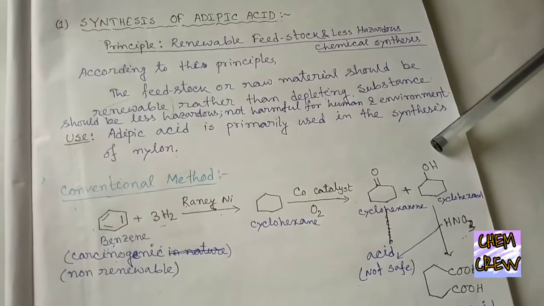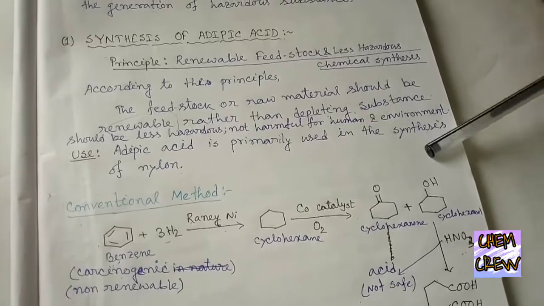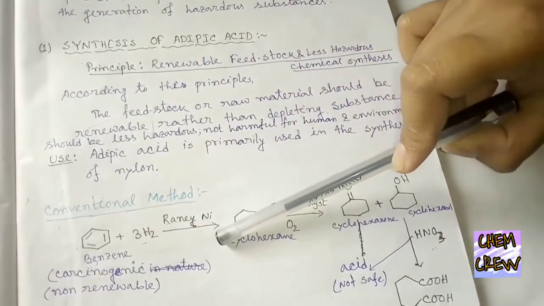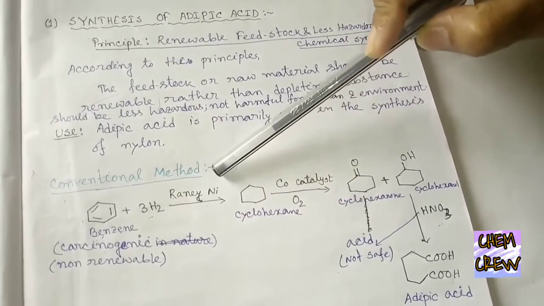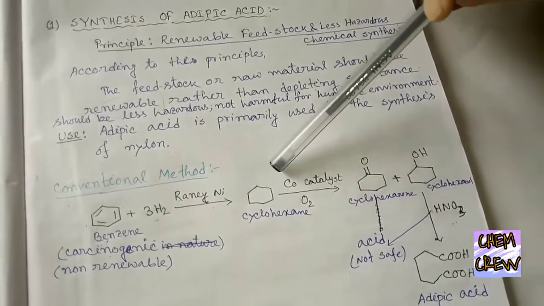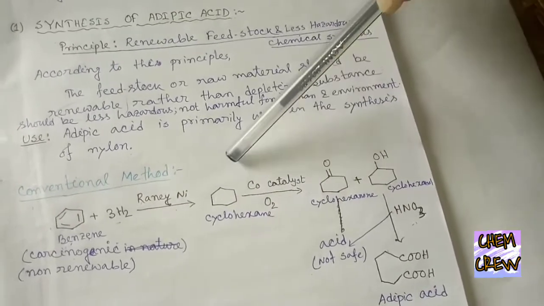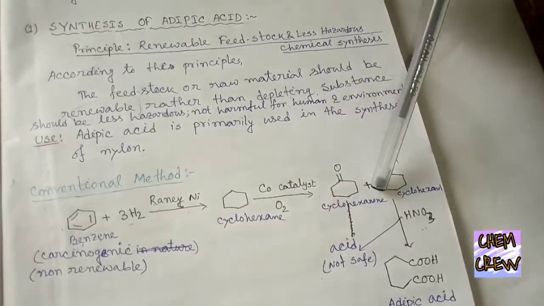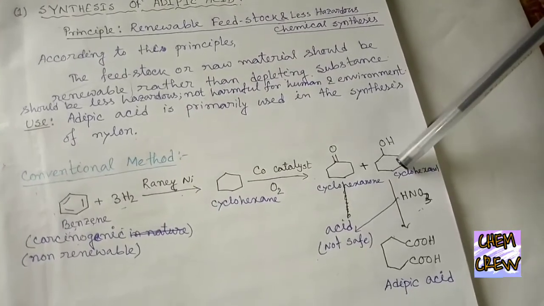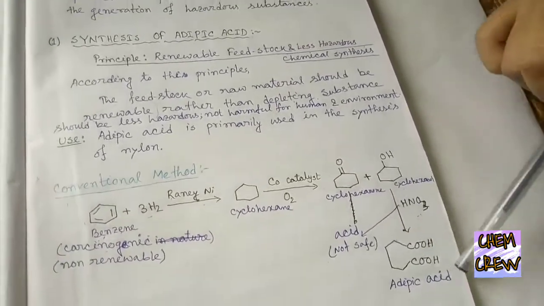Let's see the conventional method for synthesis of adipic acid. Benzene is used as starting material, then it is treated with hydrogen. In the presence of a catalyst, cyclohexane is produced. Then this cyclohexane is treated with oxygen in presence of cobalt catalyst, and this reaction produces cyclohexanone and cyclohexanol. Then this is treated with nitric acid, and it produces the desired product adipic acid.